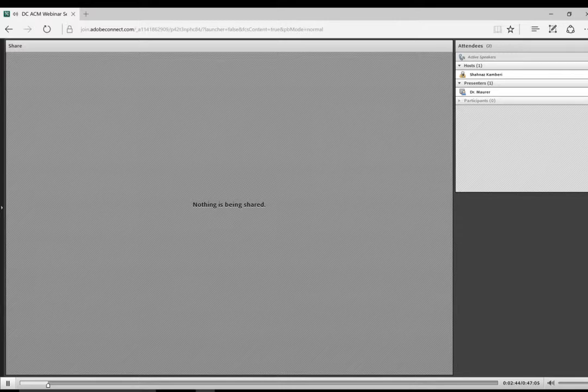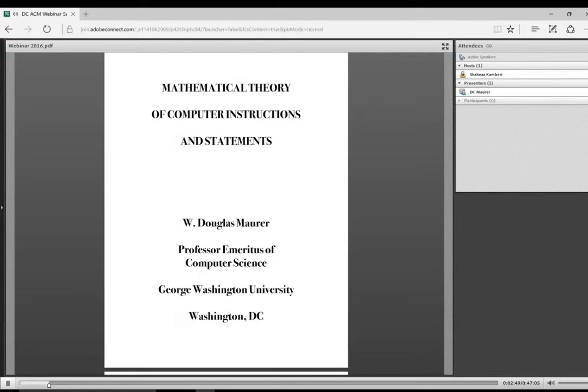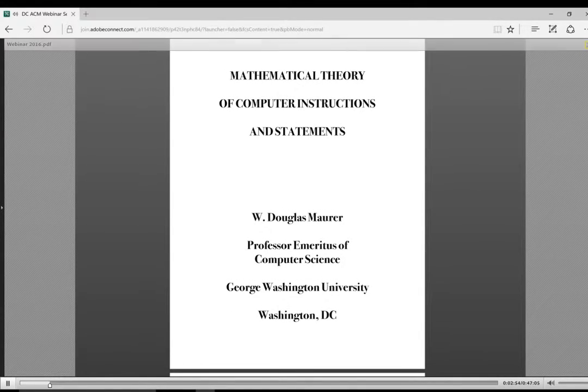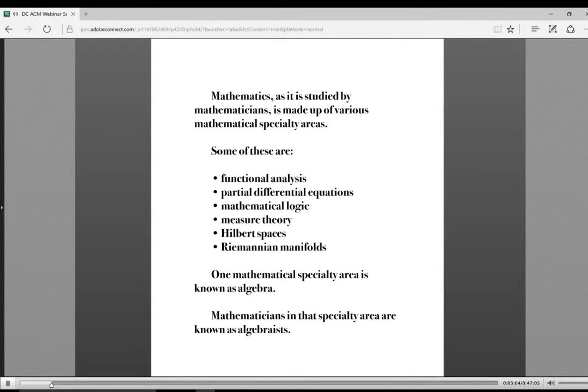Hello. I'm Professor Maurer, and I'm a retired professor from George Washington University. This presentation is on the mathematical theory of computer instructions and statements. Next slide. Mathematics, as it is studied by mathematicians, is made up of various specialty areas. Some of these are functional analysis, partial differential equations, mathematical logic, measure theory, Hilbert spaces, Riemannian manifolds.